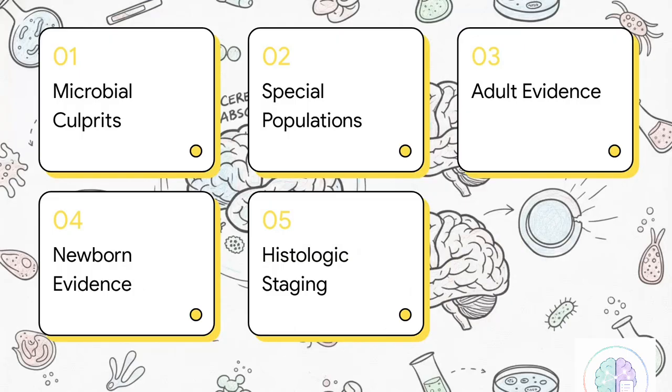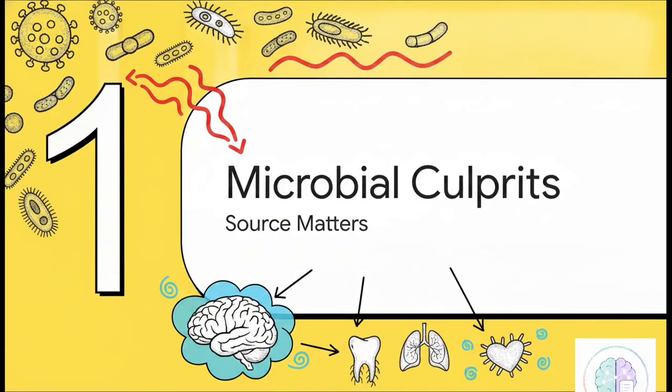Here's our roadmap for today. First, we'll identify the microbial culprits, and then see how those pathogens shift in special populations. After that, we'll review the clinical evidence in adults versus newborns, and finally, map out the histologic staging timeline. All right, Section 1, the microbial culprits.